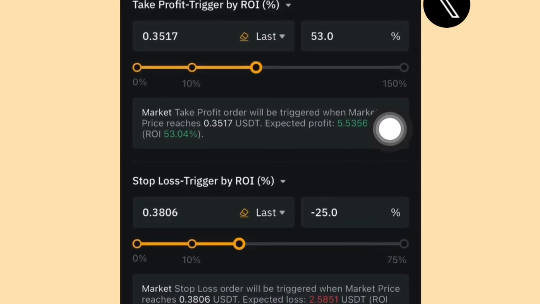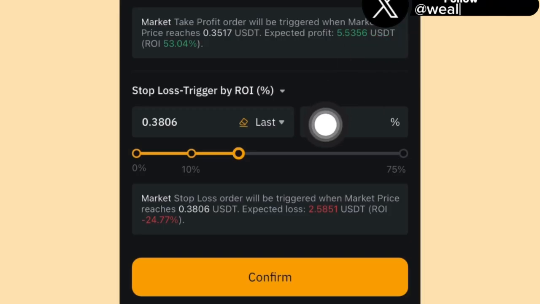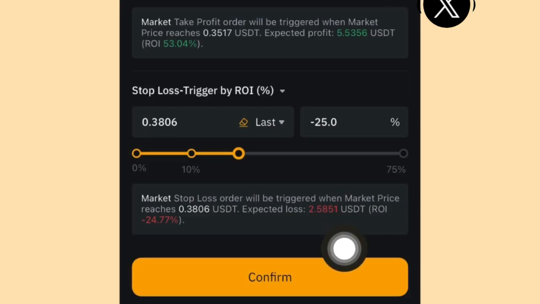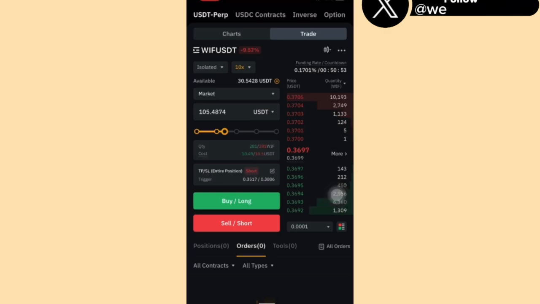Amazing, right? So once you've made sure you've entered everything accurately, you get a 53% return on investment, 5 USDT. And if it goes against you, you're going to be losing just 2.5 USDT, and that's it. I'm going to click on confirm, and once I click on confirm, the next thing I'm going to do is either buy long or go short.